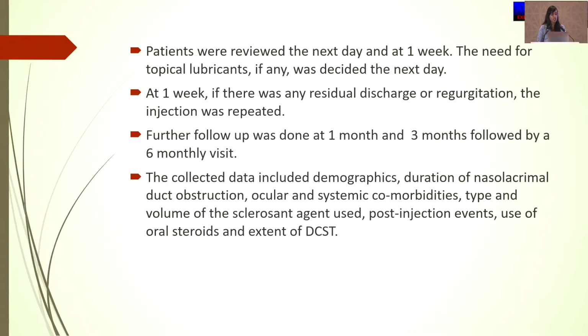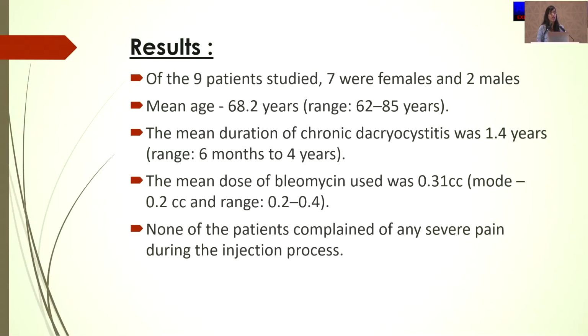The collected data included demographics, duration of nasolacrimal duct obstruction, ocular and systemic comorbidities, type and volume of sclerosant agent used, post-injection events, use of oral steroids, and extent of DCST. In the results, we had 9 patients in the study, 7 were females and 2 were males with a mean age of 68.2 years. The mean duration of chronic dacryocystitis was 1.4 years. The mean dose of bleomycin used was 0.31 cc.